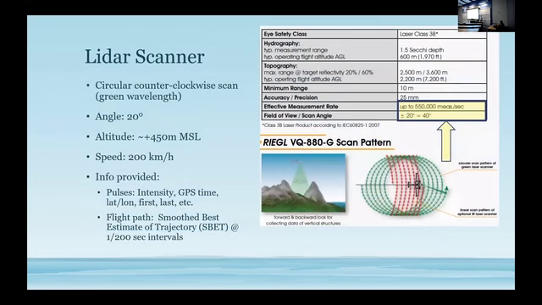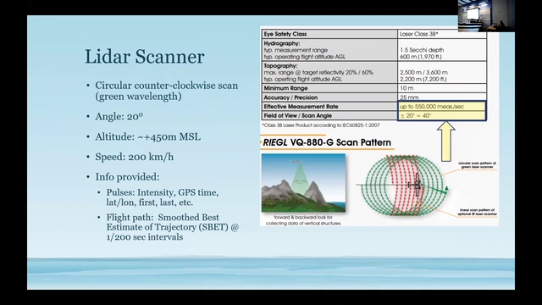So what we're using, the LiDAR data, come from a Riegl VQ-880, just the basic data stuff. It's a circular counterclockwise scan, so it's really the green here. There's also an infrared LiDAR laser, but we're only interested in the green. It's at a 20-degree angle. It flies at roughly 450 meters, speeds of 200 kilometers per hour, give or take.